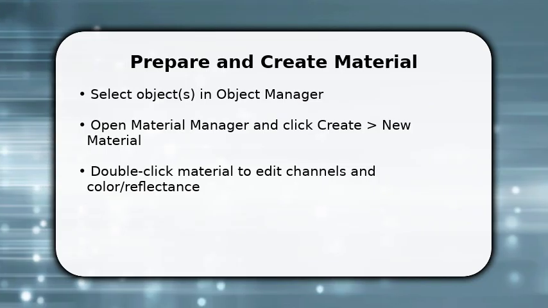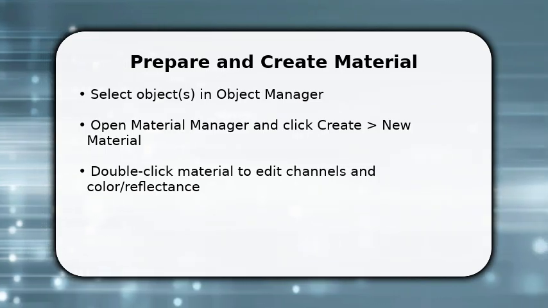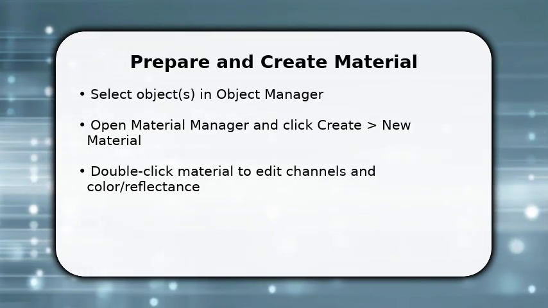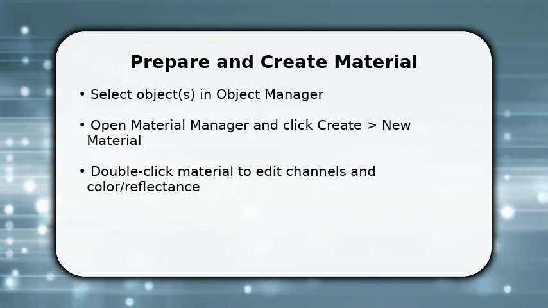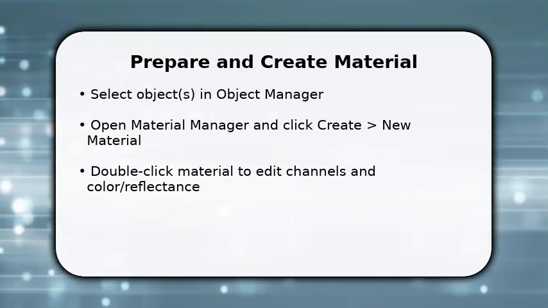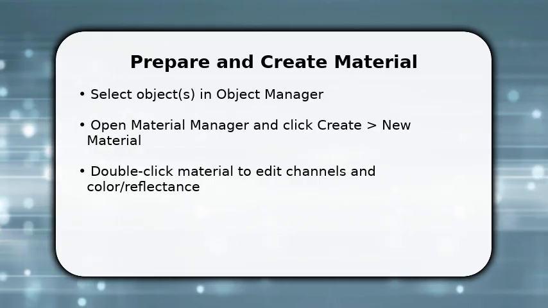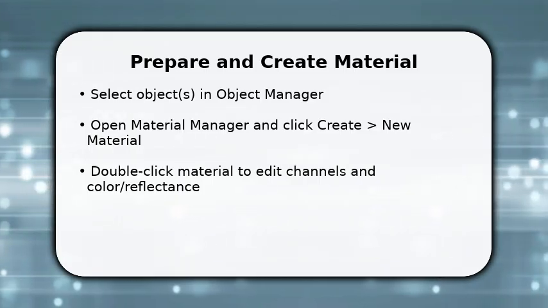Double-click that material to expose channels, color, reflectance, transparency, and enable the ones you need. Once done, adjust base properties like roughness, specular, and luminance so the material behaves correctly under render lighting.